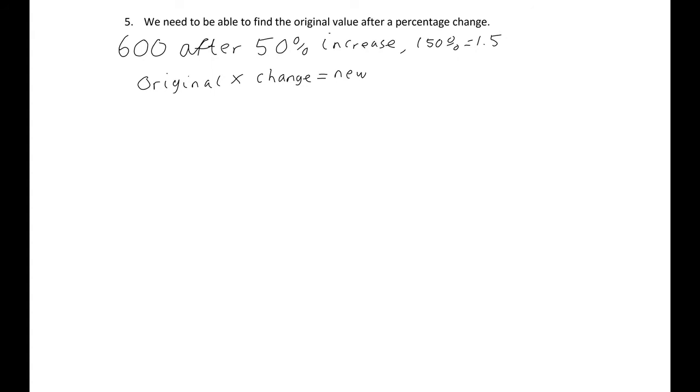So we want the original, we need to do new divided by change. So the original equals new over change, which equals 600 divided by 1.5, that was 150%, and that equals 400, as we expected. And that's really important that we do it that way round, and I would strongly suggest trying to remember this, because if you use this every time, you will find your life get a lot easier.